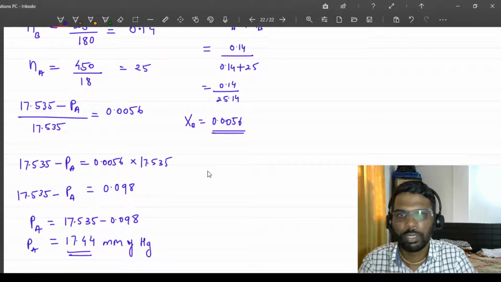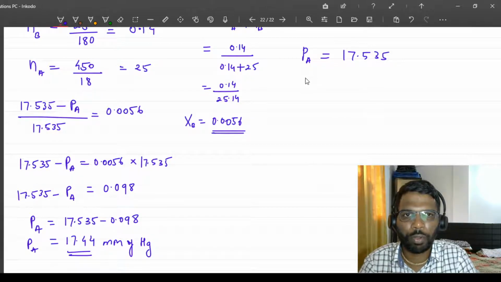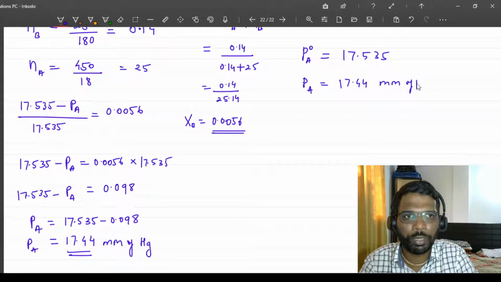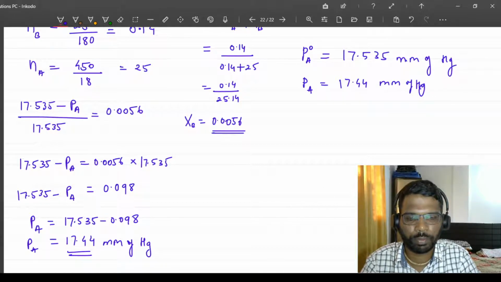So this is what the PA. You can understand from this example that when the water was pure, the vapor pressure was 17.535. When you added a small amount of sugar, that is 25 gram of sugar in 450 gram of water, the vapor pressure changed from 17.535 to 17.44 mm of mercury. So this is higher and this is lower.